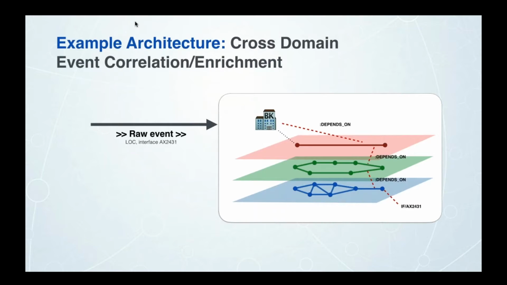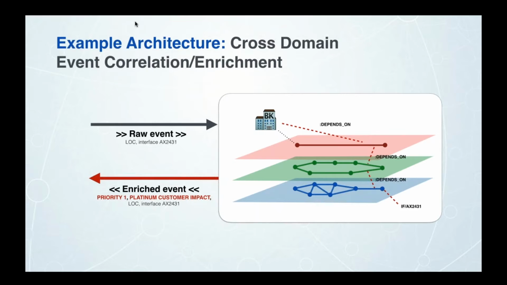So let's look at an example. Okay, so here we have an event that is being reported to a network operation center, and we see here that it's a loss of connection with an interface AX2431. In this scenario, you quickly want to find out about the impact of this loss of connection. So here we see that we have an enriched event that will help you prioritize the action that you have to take. And here we see that we seem to have a problem affecting a priority 1 customer.